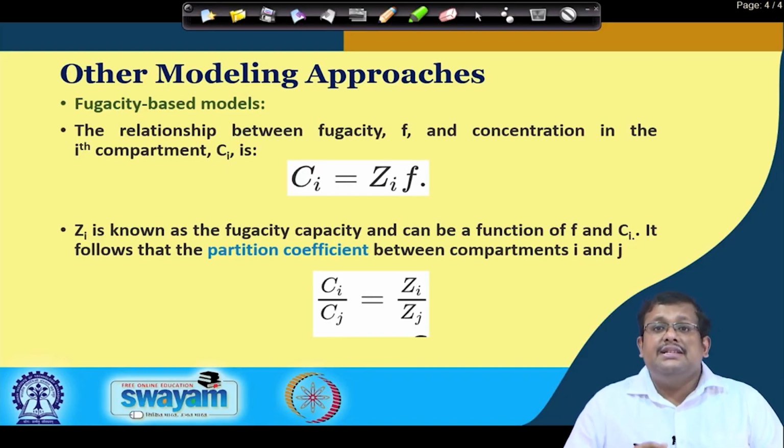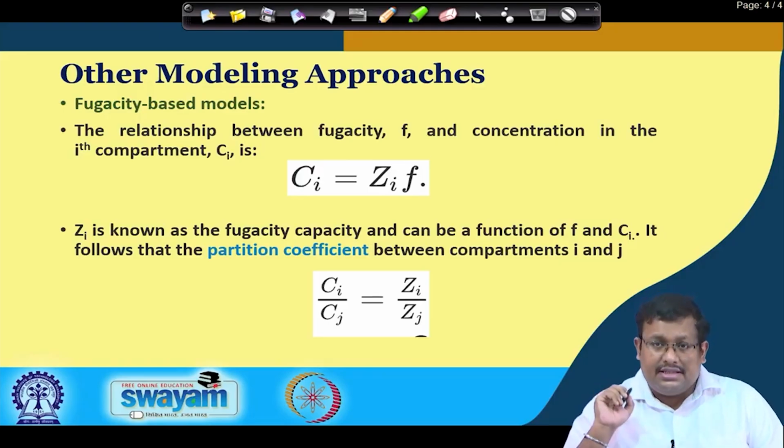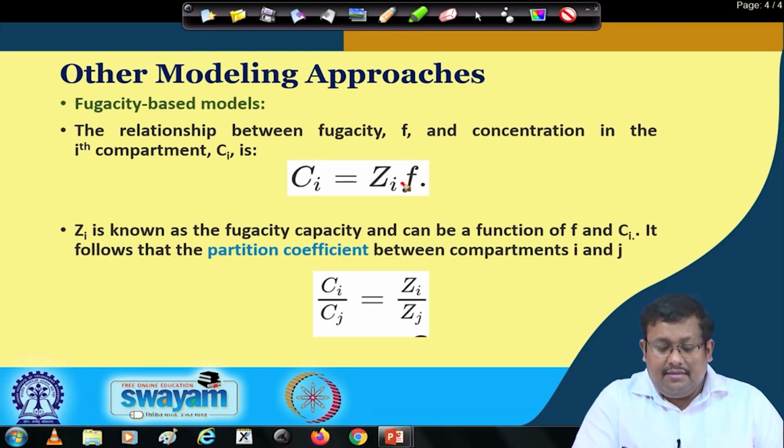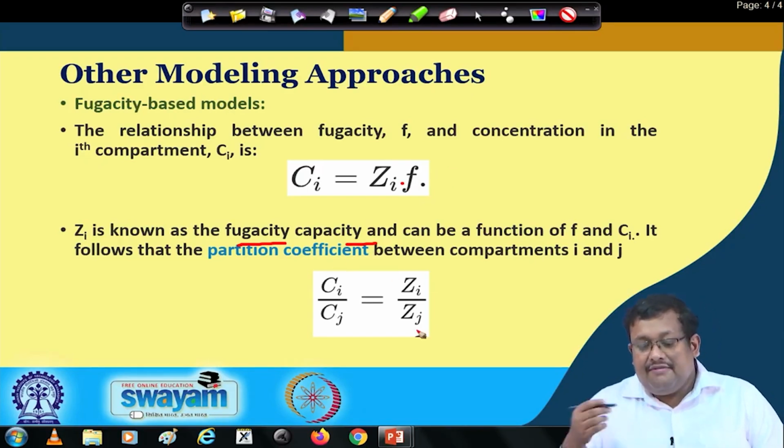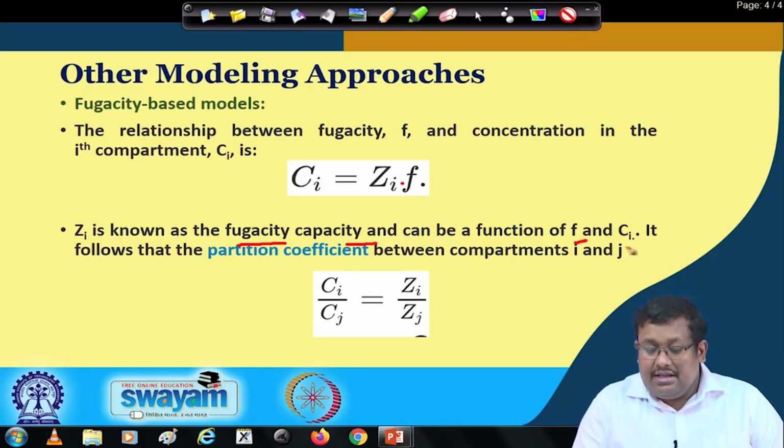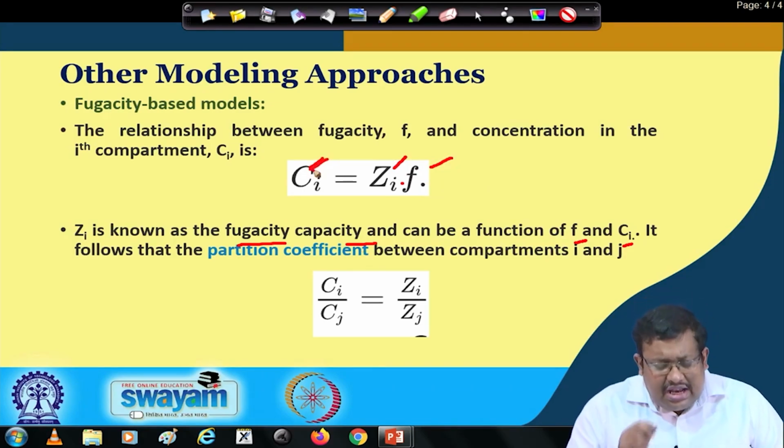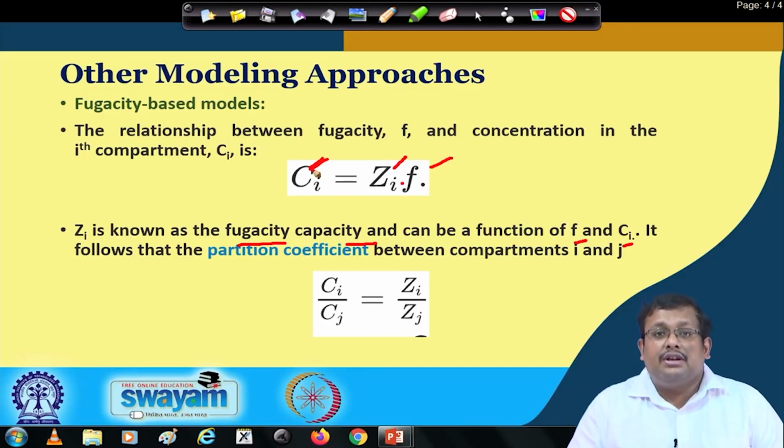Now, remember the relationship between the fugacity, which is denoted by small f, and the concentration in the ith compartment. If I consider the concentration in the ith compartment as Ci, then Ci can be expressed as Zi multiplied by f, where Zi is known as the fugacity capacity and can be a function of both f and Ci. So, this fugacity capacity is a function of fugacity as well as the concentration in the ith compartment.